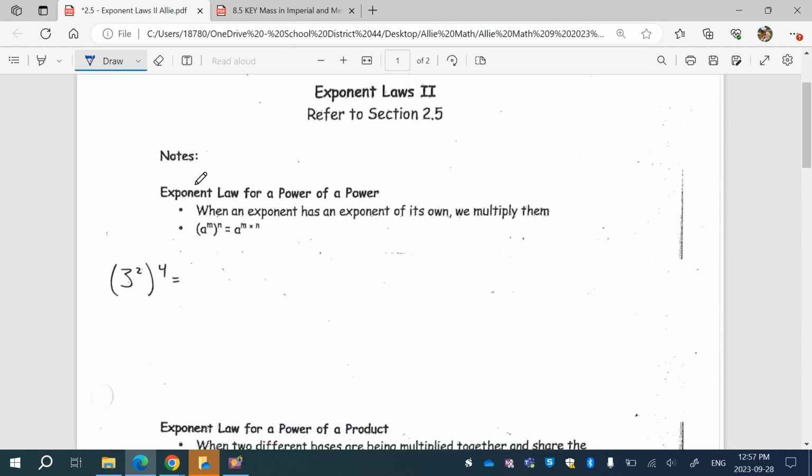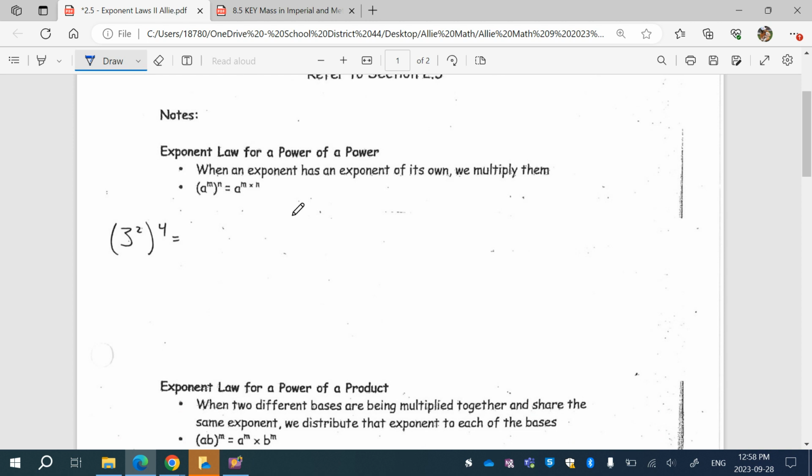So the exponent law for power of a power. When an exponent has an exponent of its own, we multiply them. So (a^m)^n equals a to the power of m times n. So I will show you an example here.